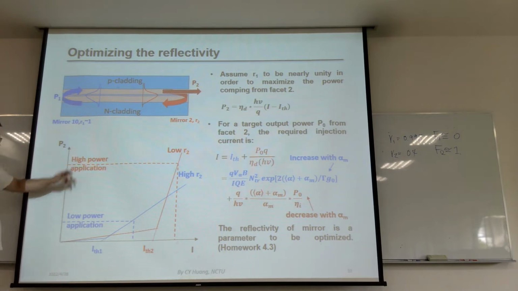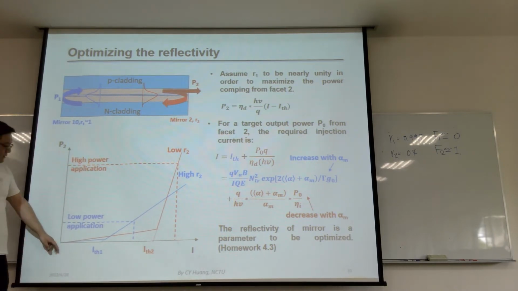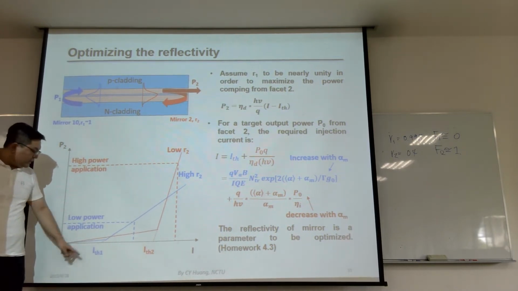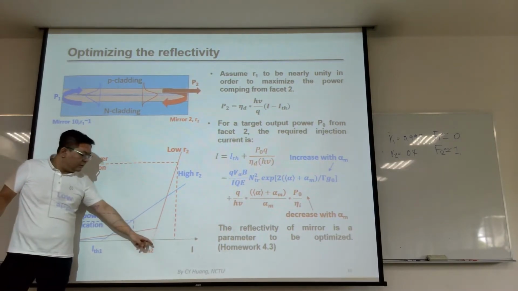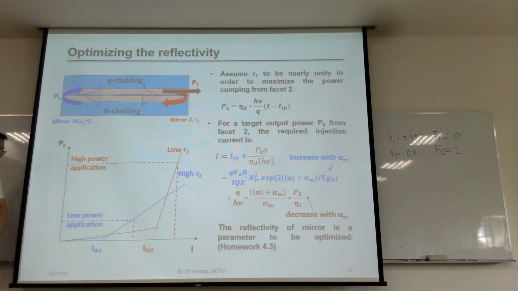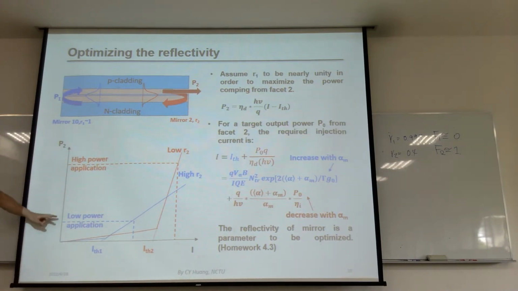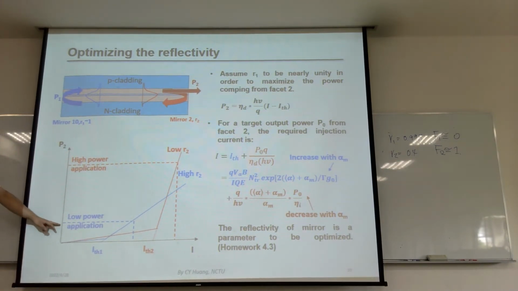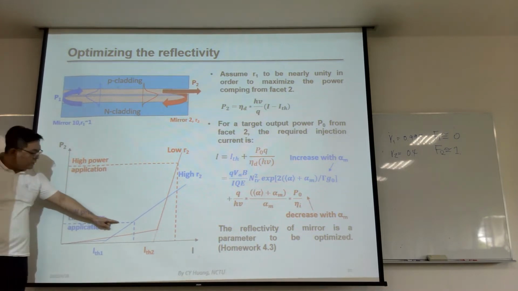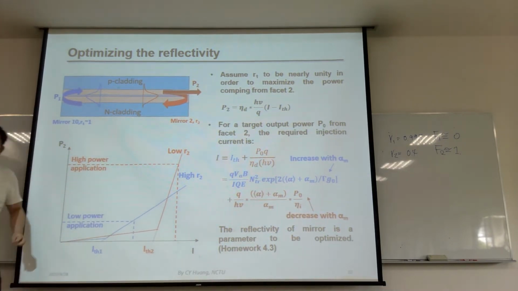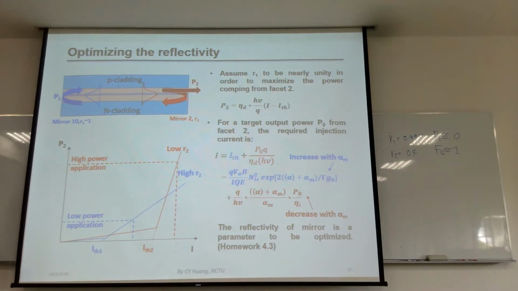So let's consider two cases. The blue one with a high reflectivity at both sides, and a red one with a low reflectivity at both sides. If you want a low power application, probably you only need 1 milliwatt or a few hundred microwatts. Which one gives you a lower threshold operation current? The blue one.